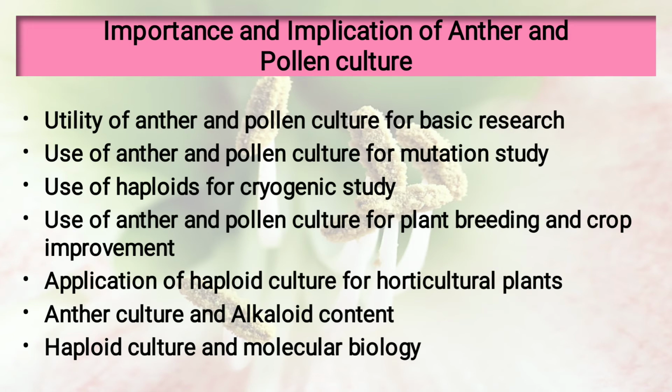First point is the utility of anther and pollen culture for basic research, in which we discussed that the haploids derived from anther and pollen culture are useful in cytogenetic studies. In this topic, the second is that by comparing the heterozygous diploid with the haploid or the homozygous diploid population, recessive phenotypic characters can be identified very easily.